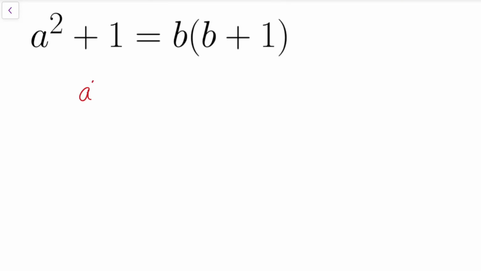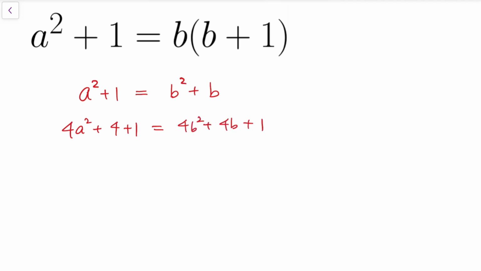To solve this equation, I'm going to expand the right side, so we have a squared plus 1 equals b squared plus b. Then I'm going to multiply both sides by 4 and then add 1 to both sides. The reason that I do this is that by doing so, the right side will be equal to 4b squared plus 4b plus 1. And for the left, we have 4a squared plus 5.